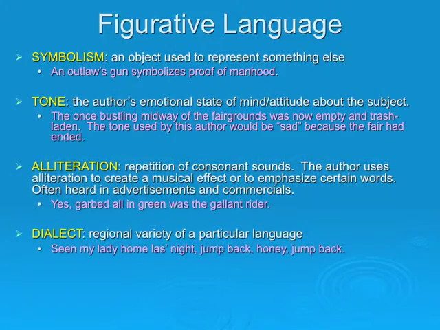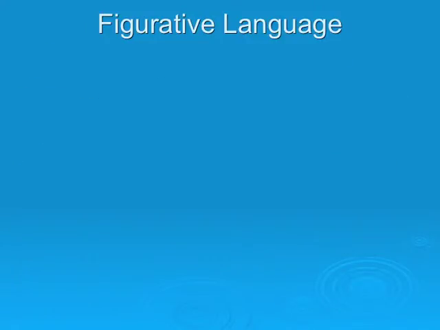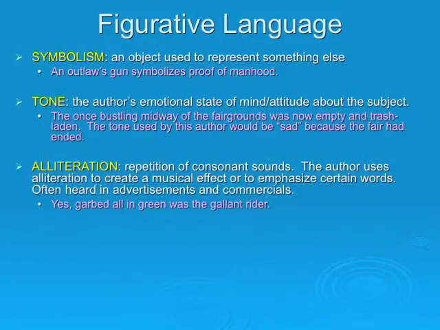Alliteration, let me go back. Alliteration is the repetition of consonant sounds. You can see here, "garbed all in green was the gallant rider." You hear the G sound repeated, and the reason people use alliteration is to create a musical effect or to emphasize certain words. You often hear this in advertisements and commercials, probably without realizing it, but it sounds so nice to the ear, you're drawn into it instantly.